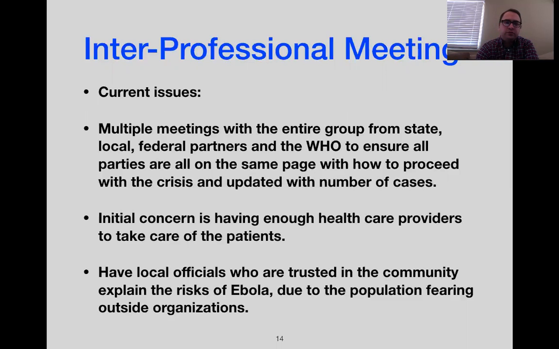Also have local officials who are trusted in the community explain the risks of Ebola, due to the population fearing outside organizations. In the past, people from the WHO and other organizations have come in and tried to explain what is going on, and the population was very fearful and did not listen, and that is something that cannot happen in the future. So it is important that someone from the local community that is a physician or of high authority with the population explain the risks of Ebola and what is going on, to have a clear message and show that this is very important to them and they need to understand what Ebola is and the risks involved.